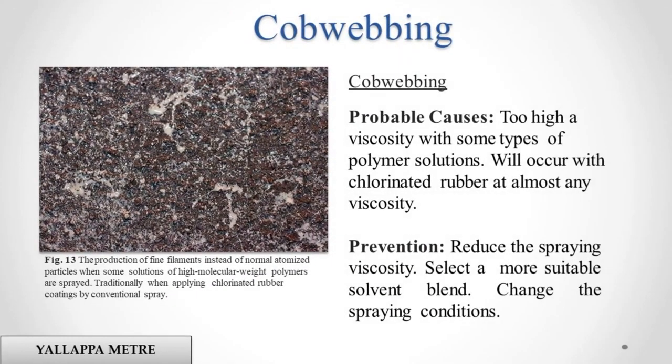Cobwebbing. Probable causes: too high a viscosity with some types of polymer solutions. Will occur with chlorinated rubber at almost any viscosity. Prevention: reduce the spraying viscosity.